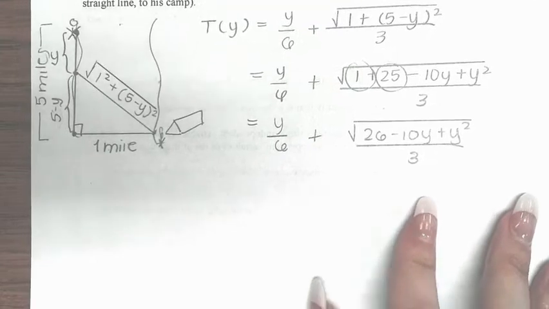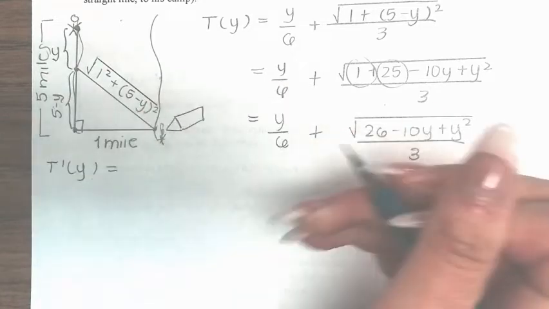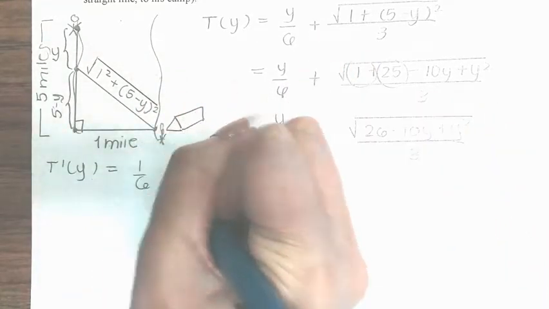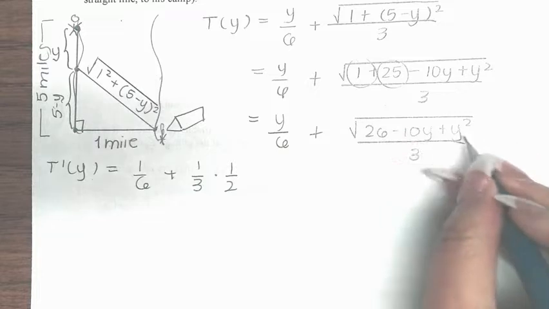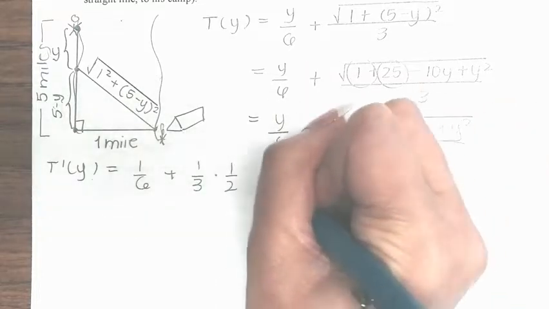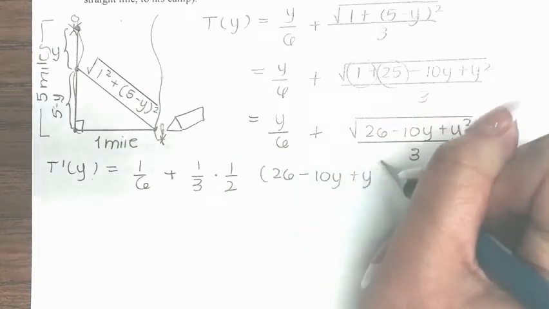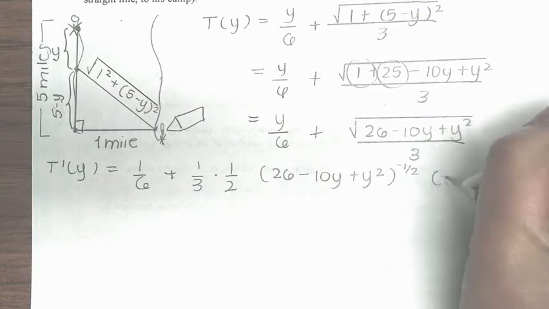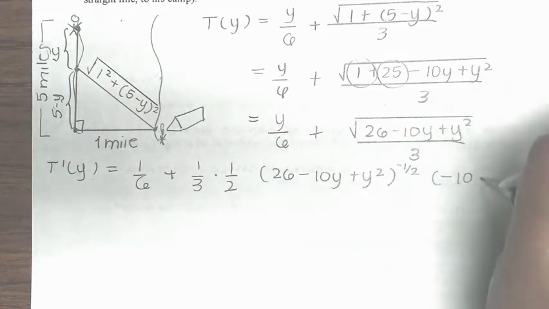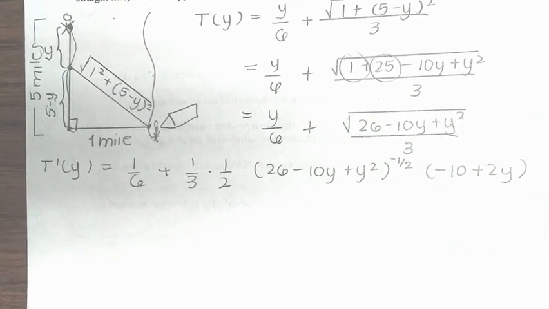derivative of. So we take the derivative of that situation, so I have that t prime of y is going to be equal to 1 over 6, plus the derivative of this equation, which is going to be the 1/3 times 1/2, because you know that this is to the 1/2, times 26 minus 10y plus y squared to the power of negative 1/2, times the derivative of the inside, which you know is negative 10 plus 2y. So that's your derivative.